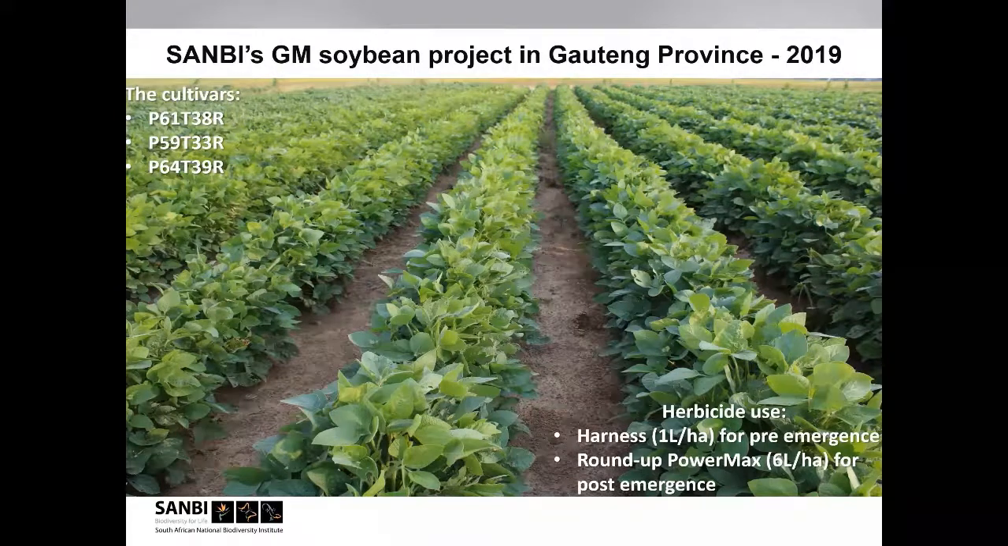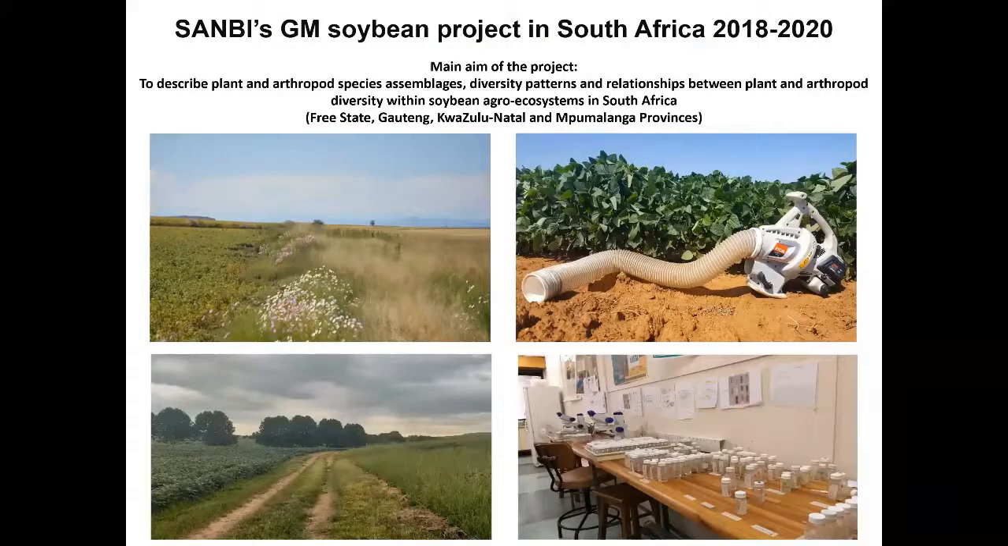Then we also had another project that was done by one of the students from Paul that I spoke about, and he was looking at arthropod diversity in GM soybean in a few provinces: Free State, Gauteng, KwaZulu-Natal, and Mpumalanga. He also finished, so his thesis is also available. This was also another interesting project just to see how much insect diversity is in these GM crops when they are still using herbicides and insecticides in some of the instances.